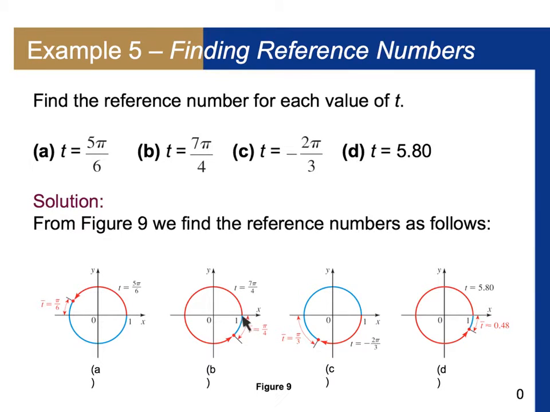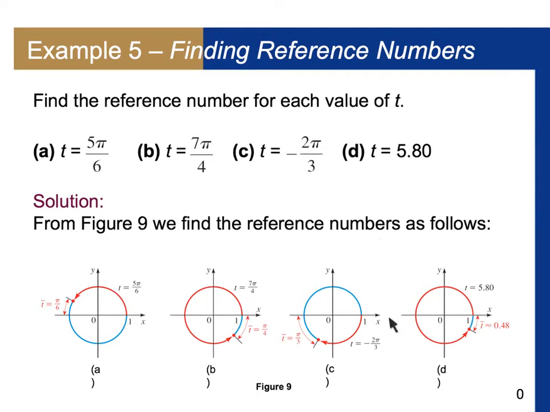Okay. If we go 7 pi over 4, now remember pi over 4 is halfway up the quarter. So pi over 4, 2 pi over 4, 3 pi over 4, 4 pi over 4, 5 pi over 4, 6 pi over 4, 7 pi over 4 takes us halfway into that fourth quadrant. Our t bar is just the extra distance we have to go to get to the x-axis, which is pi over 4. Okay. Let's look at some negatives.